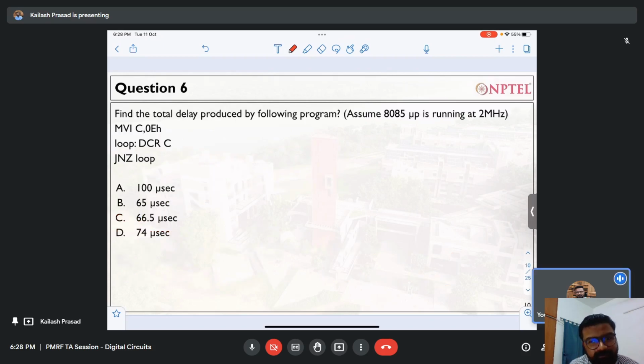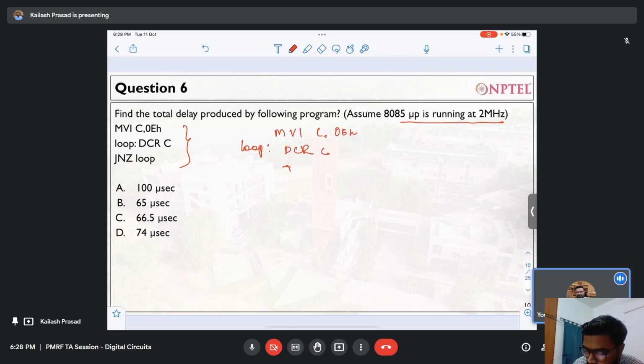Moving to next question again. Okay. So you have to tell me what is the total delay produced by the following program. You have to assume that the 8085 microprocessor is running at 2 megahertz. And this is the instruction. Let me just write the instructions for you. MVI C, 0E in hexadecimal. Then you have a loop over here. Then you write DCR C. Then you write JNZ loop.